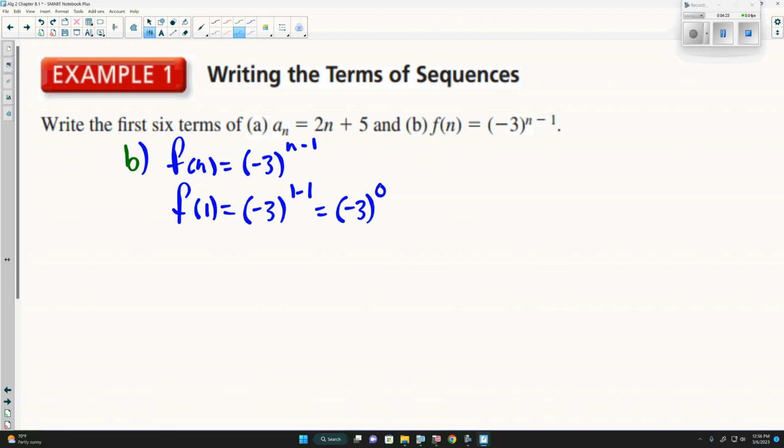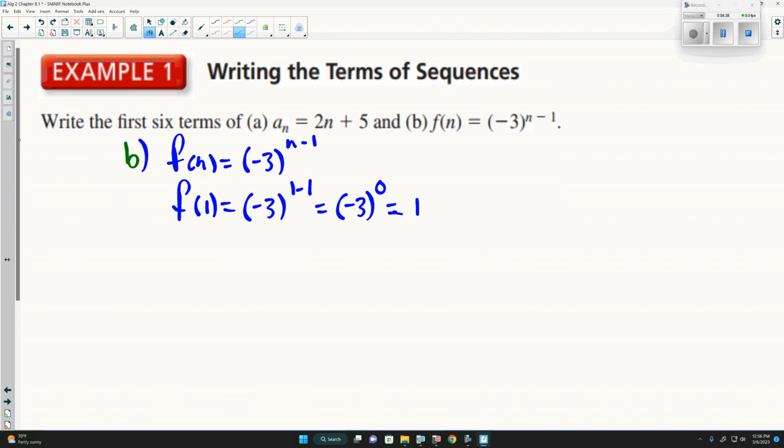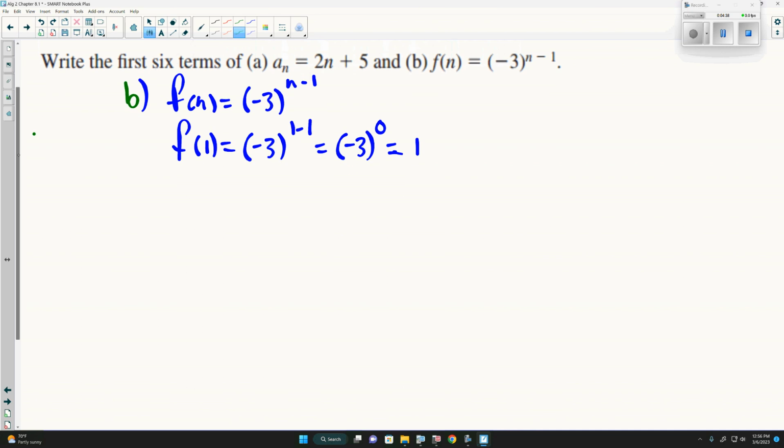Well, 1 minus 1 is 0. And anything to the 0 power is 1. Not 0, 1. Anything to the 0 power is 1. The only exception is 0. 0 to the 0 is not 1.